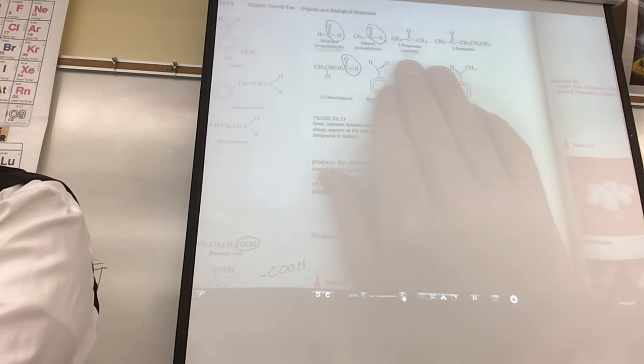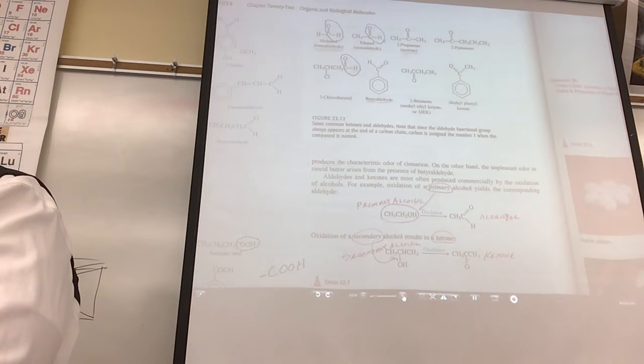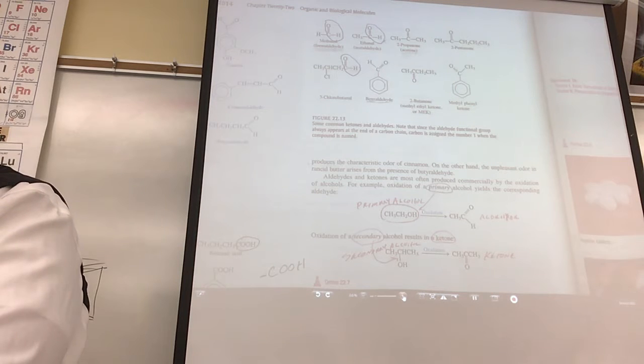Okay, let's take a look at propanone. I don't think you have to put the 2, because there's only one way to make propanone and have that C double bond O in the middle.